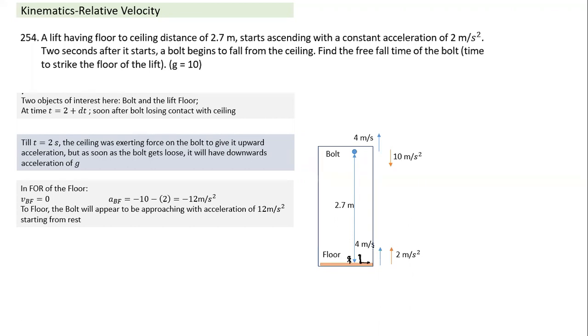So in that case, in the frame of reference of the floor, the bolt will have a downward acceleration of 10 to 12. That's what I have written here. The acceleration will be this value. So the bolt will have a downward acceleration of 10 starting from rest. That's how the figure will look.